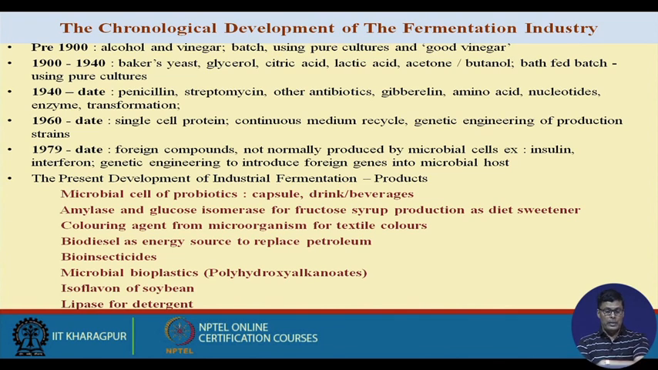Then we have biodiesel as the energy source to replace the petroleum. Then bioinsecticides. We know nowadays we have a lot of problems with the pesticides, and pesticides are chemicals which keep on accumulating in your system. They never go out of your system and have carcinogenic properties. So if we use the bioinsecticides, these are basically protein molecules that can be easily biodegraded, so they will not cause any kind of pollution problem.